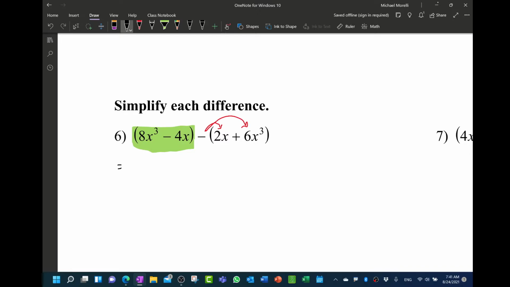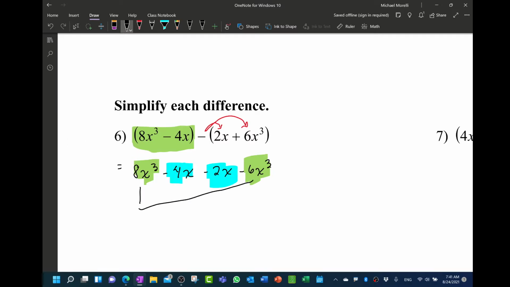This is going to equal 8x cubed minus 4x, distribute the negative, minus 2x, distribute the negative, minus 6x cubed. And now let's highlight our like terms. Here's an 8x cubed and a negative 6x cubed. And then I've got a negative 4x and a negative 2x. Pretty simple. So we're going to combine the green terms. And then we're going to combine the blue terms, right?